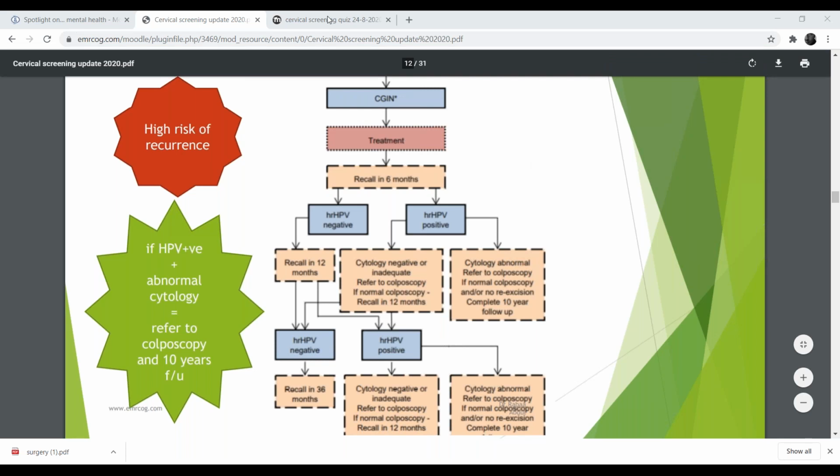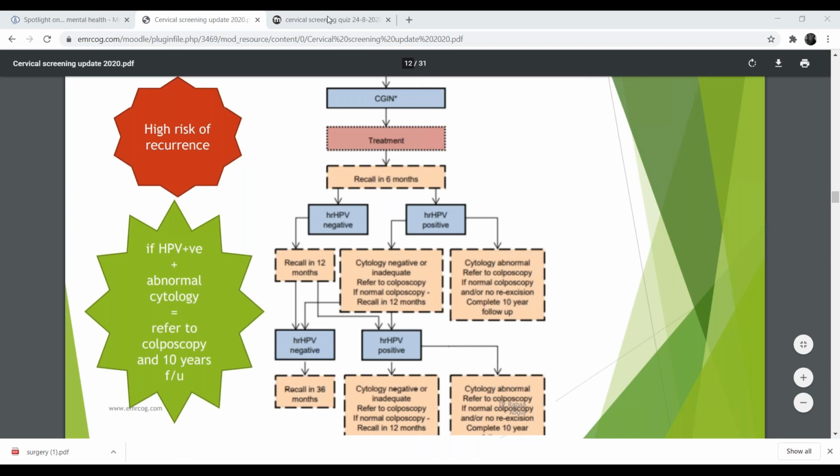Is there any word here about re-excision, guys? No, it's the first time, the primary treatment. Yes, it is the primary treatment, and this is the slide. This is the flashcard we will use.